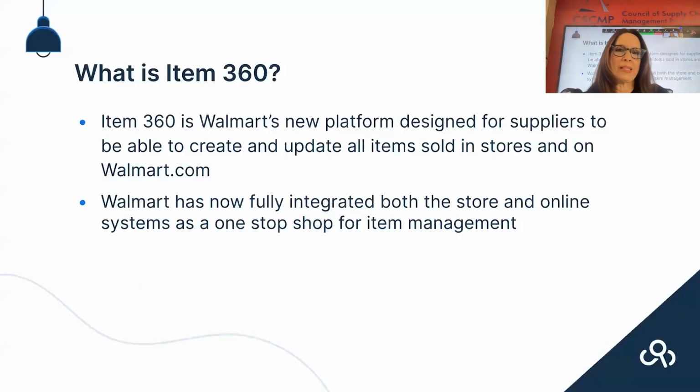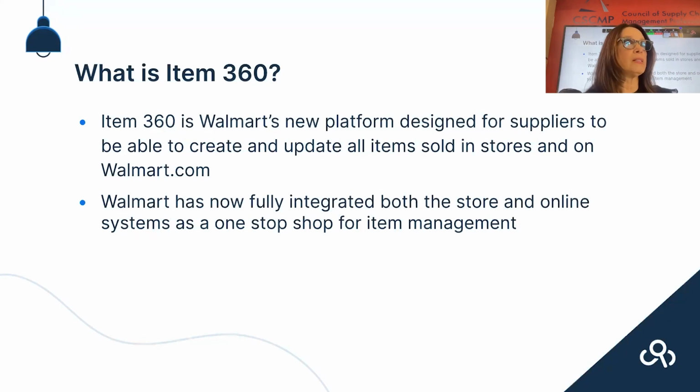So what is item 360? Like I said, it's a newish platform designed for suppliers to be able to create and update all items sold at Walmart and Walmart.com. They're integrating other things like domestic and import stuff, all the import stuff. Eventually everybody will be able to set up their items there. Right now, from my understanding, if you have stuff that's coming from China, they're usually doing the setup for you there and transferring it into item 360.